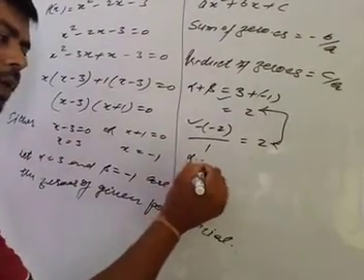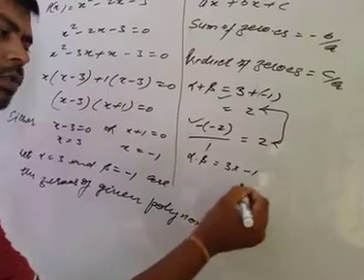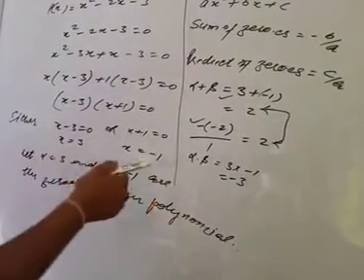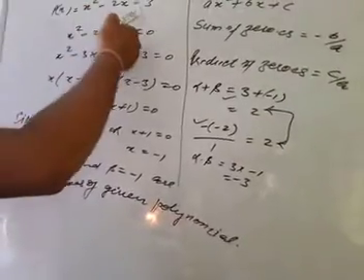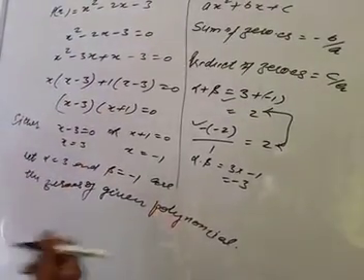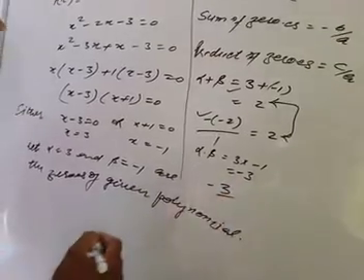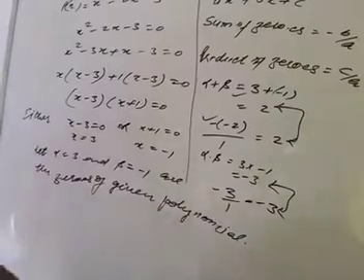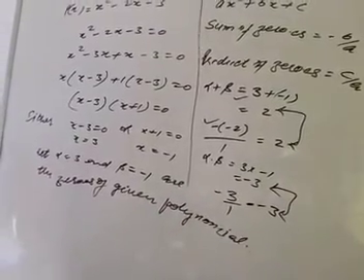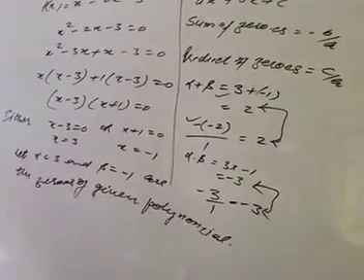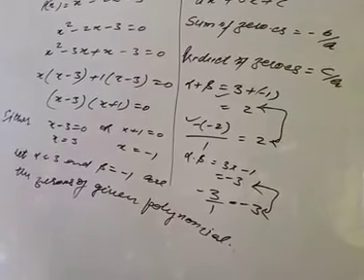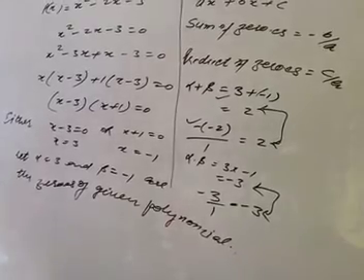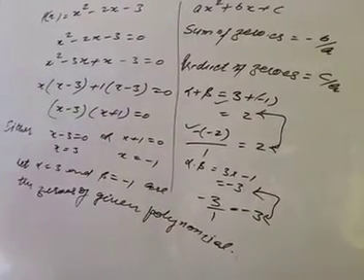Again, the product alpha into beta will be 3 into minus 1, it will be minus 3. And with the help of the coefficients, the constant is minus 3, so minus 3 upon a which is 1, that's minus 3, so both are equal. This is the verification of the sum of zeros and product of zeros with the relationship of the coefficients. Now see, one more question is there.